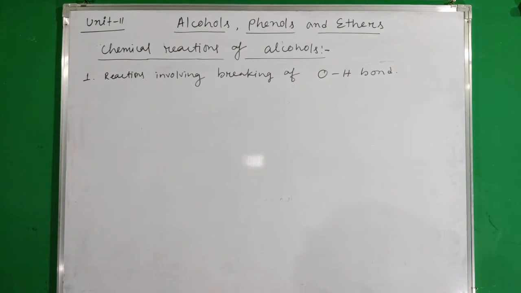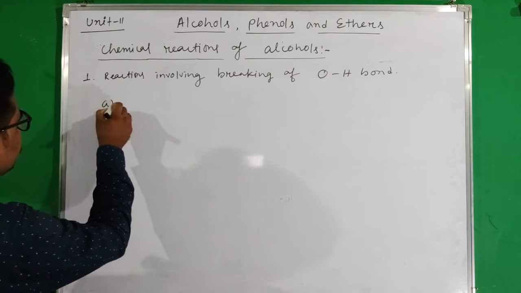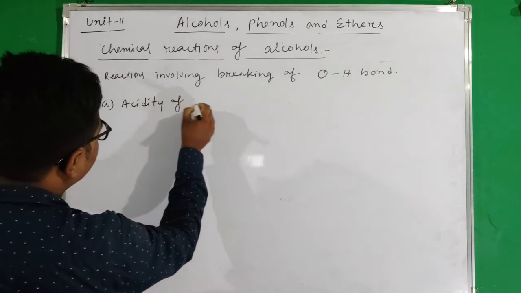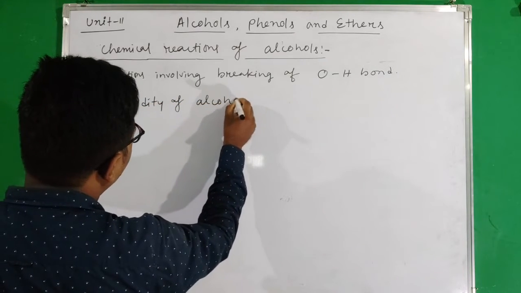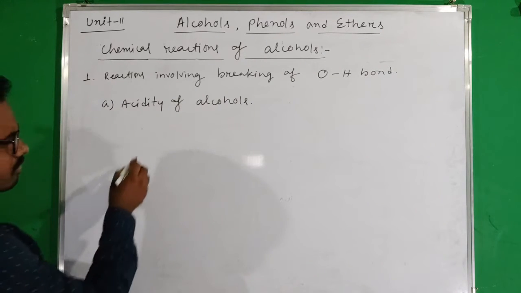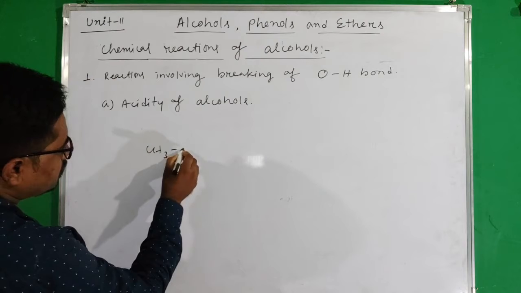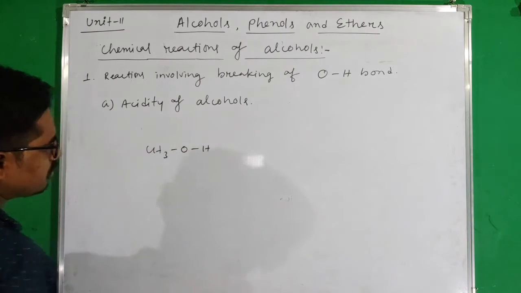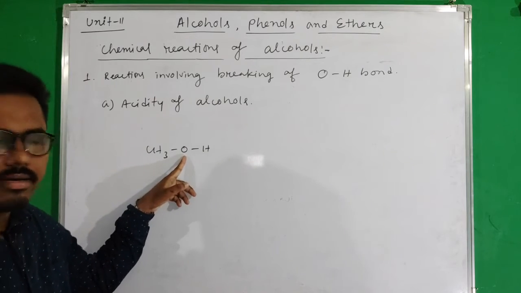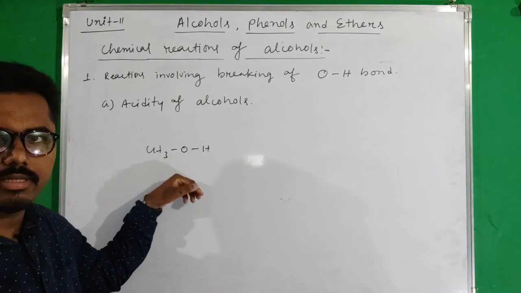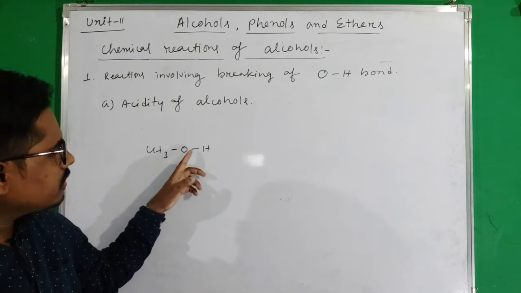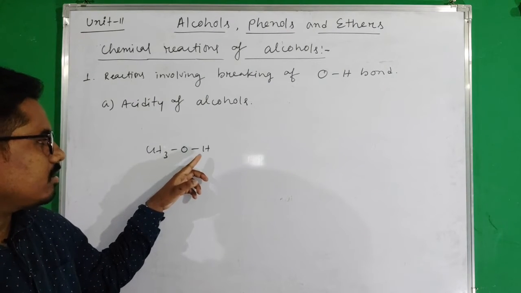Now in this case, at first we will discuss acidity of alcohols. Okay. Now suppose we have considered CH3OH. Okay. So in this case, the electronegativity of oxygen is higher than hydrogen. You have already studied about electronegativity in class 11. Okay. So electronegativity of oxygen is higher than hydrogen.